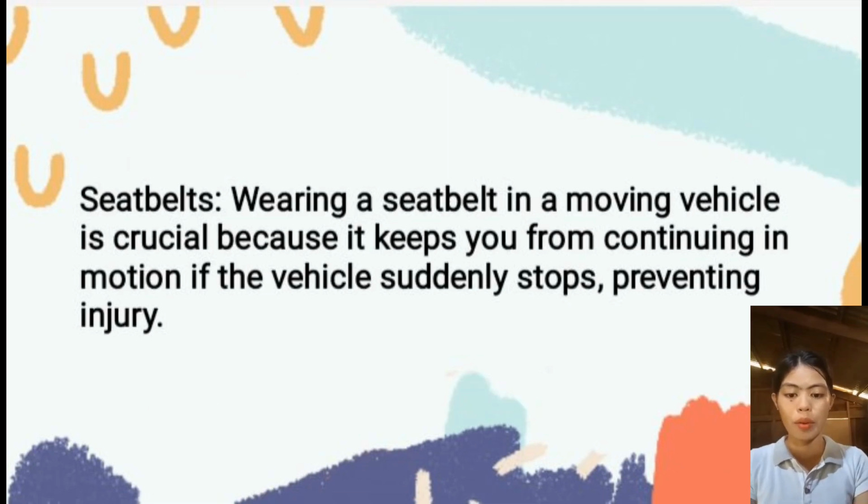Seatbelts. Wearing a seatbelt in a moving vehicle is crucial because it keeps you from continuing in motion if the vehicle suddenly stops, preventing injury. So we know seatbelts mopugong nato in case of accident para dili matumba ang imong lawas.